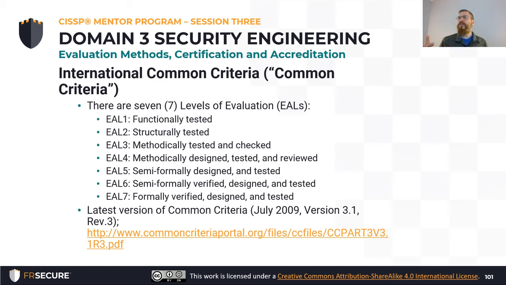You don't necessarily need to know exactly what those things mean, but what you're going to see is that they are going to give you in the paragraph the keywords that say, this must be similarly formally designed and tested, or whatever it is. You're going to need to know what level that corresponds with. That's really the critical thing there.